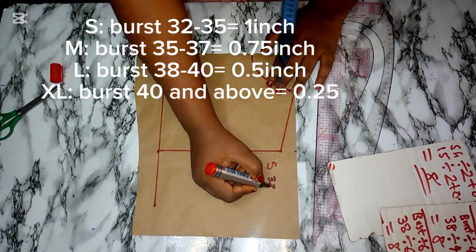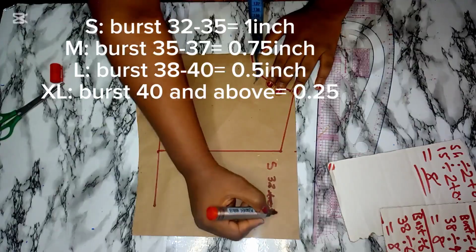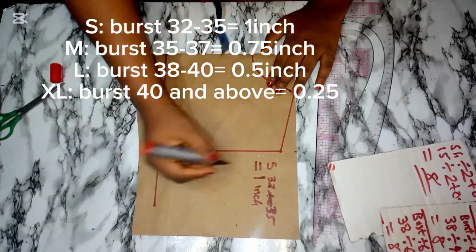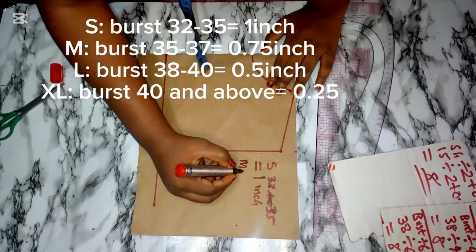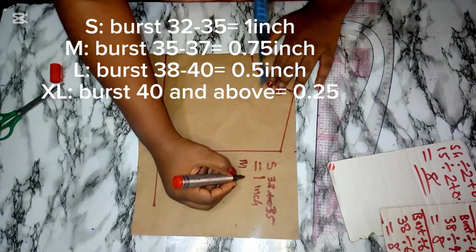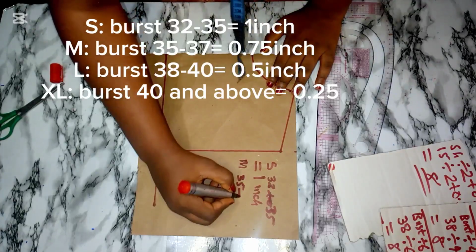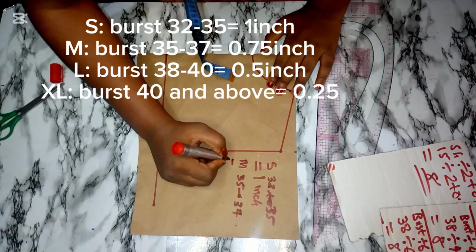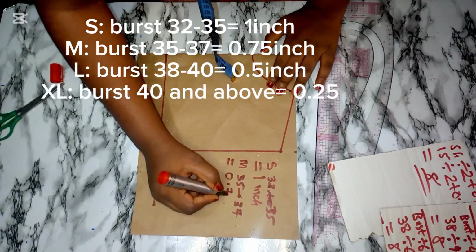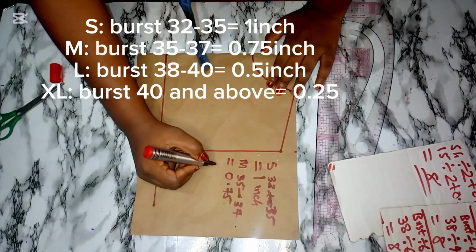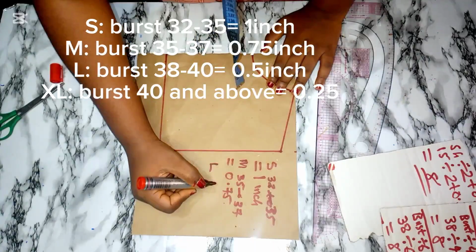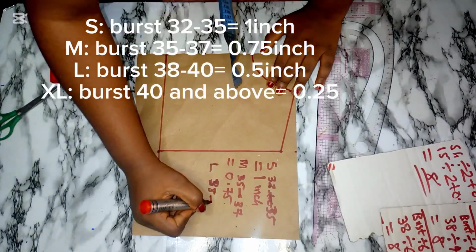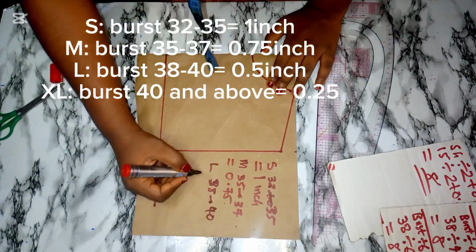their bust circumference is usually from 32 to 35. You use 1 inch as their armhole curve, okay? For a size medium, their bust circumference ranges from 35 to 37 inches, okay? You should use 0.75 inch as their armhole curve, that is 3/4 of an inch, okay? For size large, their bust circumference is from 38 to 40. For their armhole curve, you should use 0.5 inch, that is half of an inch.